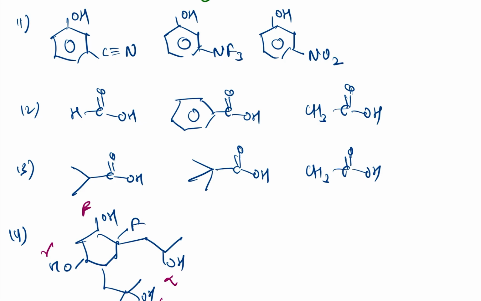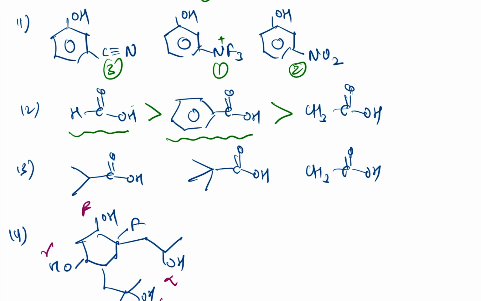Now here we are comparing just the minus I effect. First minus I, second minus I, third minus I. Formic acid, acetic acid, and benzoic acid. The order is formic acid, then benzoic acid, then acetic acid. Now you will ask how it could be these two. Formic acid is greater than benzoic acid.